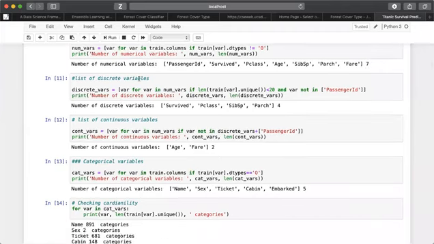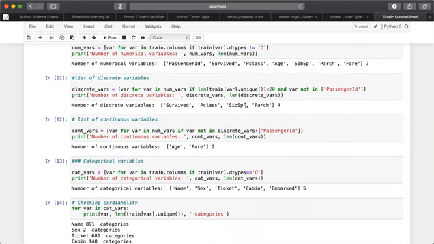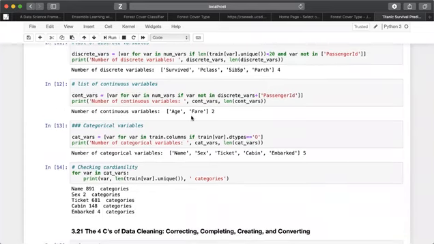Now out of this, again I have gone to find the discrete variables. For the discrete variables, we have assumed that the unique values have to be less than 20. By using the same code, I have found that Survived, Pclass, SibSp, and Parch are the discrete variables. And Age and Fare are the continuous variables.